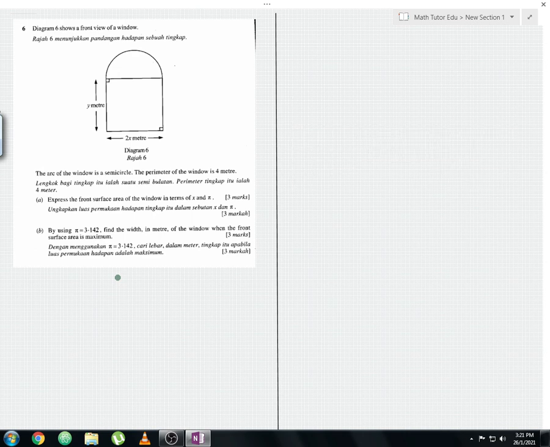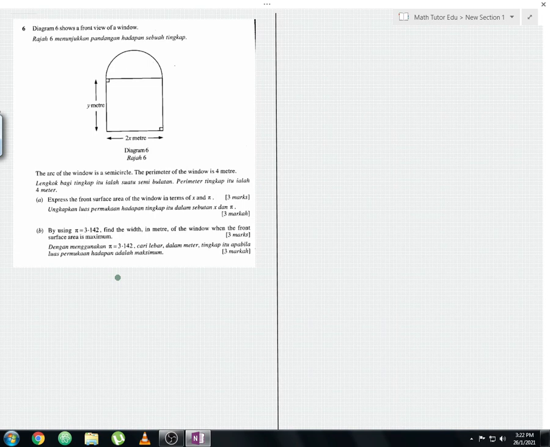Okay, let me read the question now. Diagram 6 shows a front view of a window. The arc of the window is a semicircle. The perimeter of the window is 4 meter. Express the front surface area of the window in terms of x and pi. By using pi equals to 3.142, find the width in meter of the window when the front surface area is maximum. So this is the overall question.